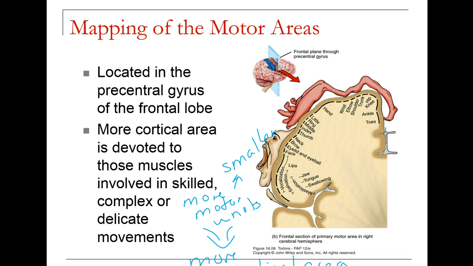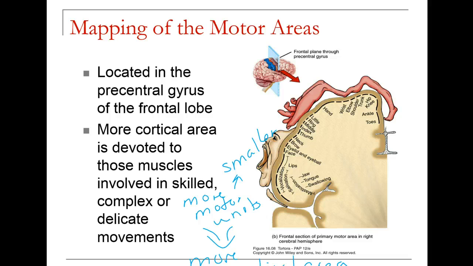Now, hopefully you remember what a motor unit is. A motor unit was a motor neuron and all of the skeletal muscle fibers that it connects to. So a small motor unit will have a motor neuron connected to 2, 3, maybe all the way up to 5 muscle cells. Larger motor units would be a single motor neuron connected to maybe 1,000 muscle cells. So usually if you have smaller motor units, you're going to have a lot more of them. That just means more cortical area devoted to that.